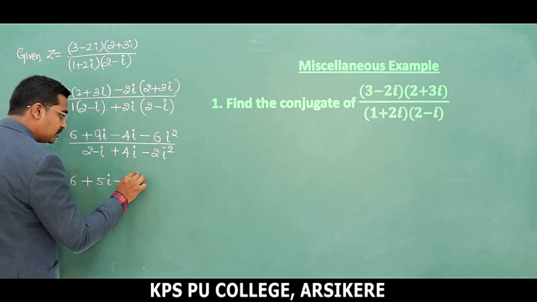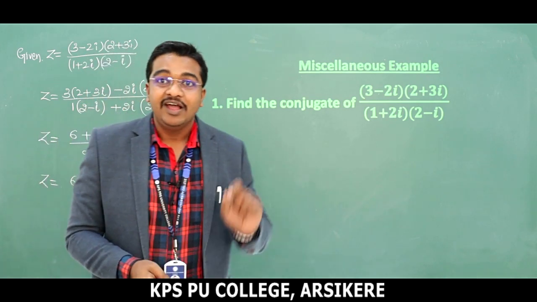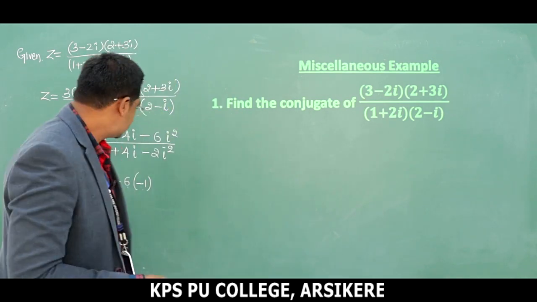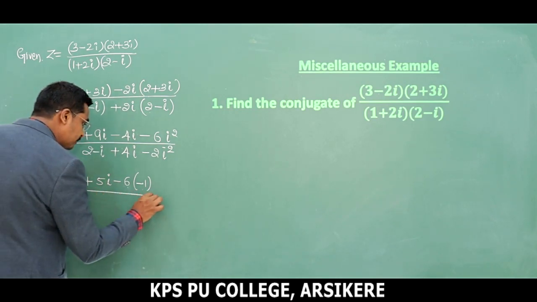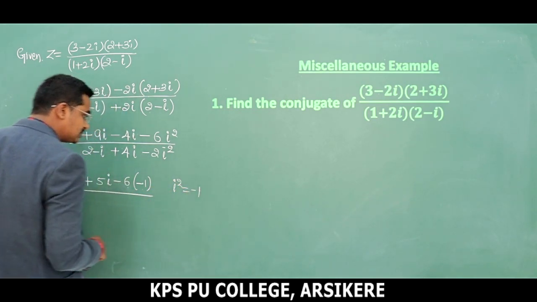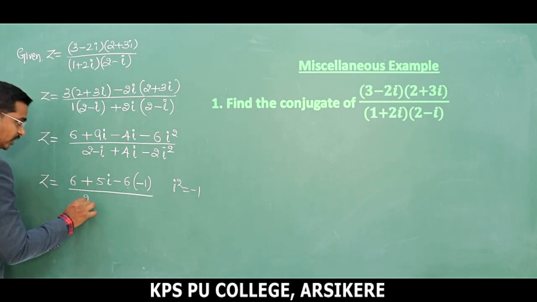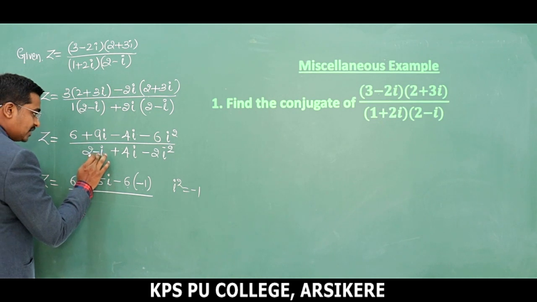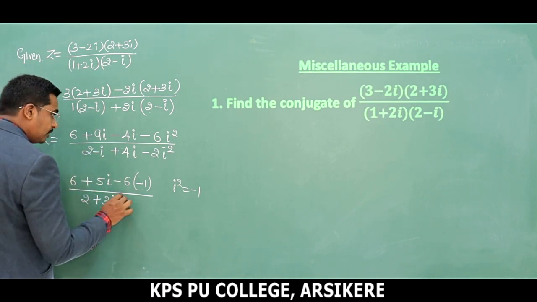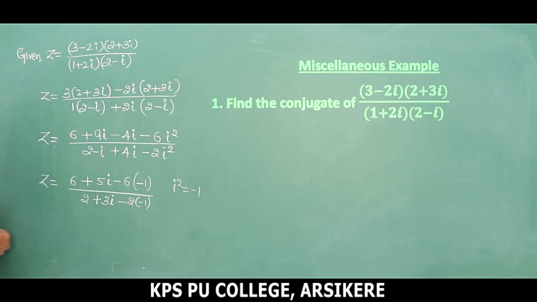Next, z is equal to 6, then 9i minus 4i becomes plus 5i, minus 6 times minus 1. You already know the value of i square: i is the square root of minus 1, so i square becomes minus 1, whole divided by, because i square is equal to minus 1, then 2 as it is, minus i plus 4i becomes plus 3i, and minus 2 as it is into minus 1.